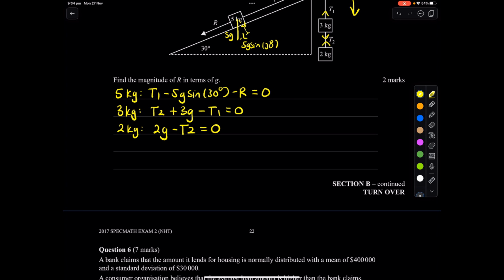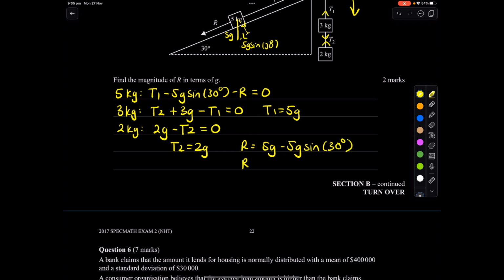And look at this one over here: 2T is just equal to 2G. If I sub that in here, we'll calculate T1. So T1 is just the addition of this, which is pretty much 5G. Hence, now we have T1, and we can use it to calculate R. So R is just 5G minus 5G sine 30 degrees.